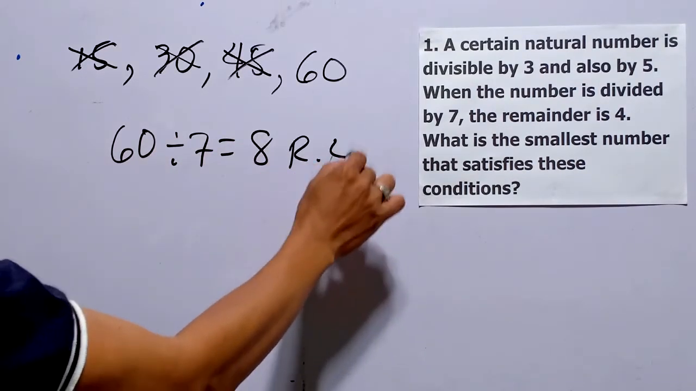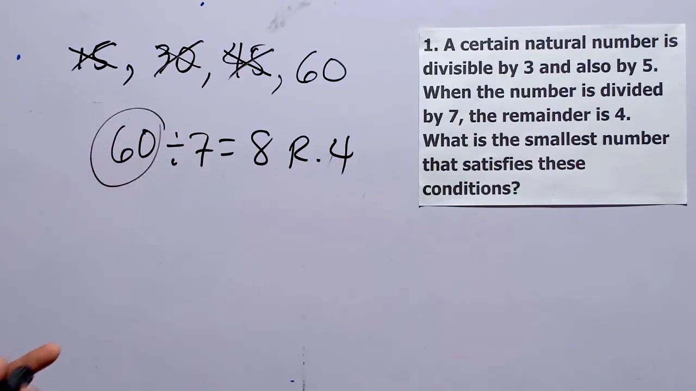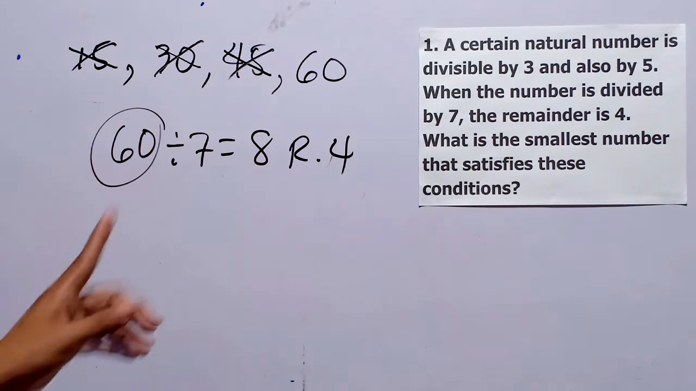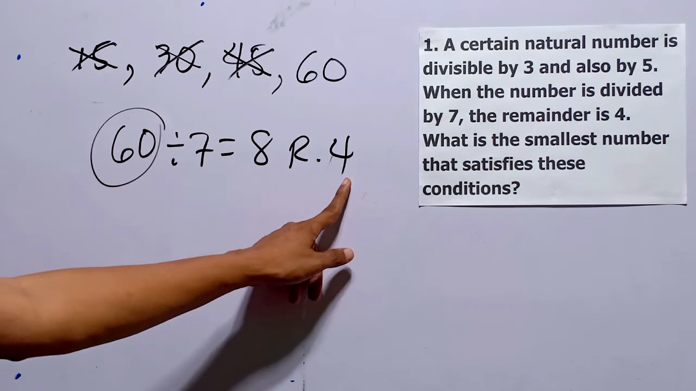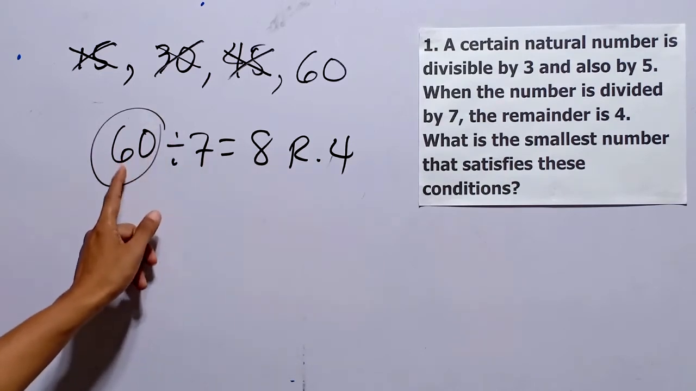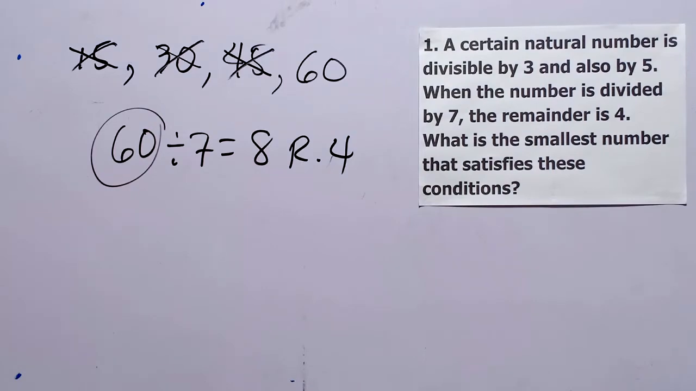Remainder 4. So, meaning to say, the smallest number that is divisible by both 3 and 5, which when you divide by 7 will give you remainder 4, is 60. So the answer for number 1 is 60.